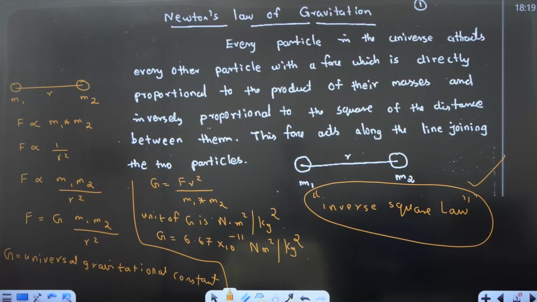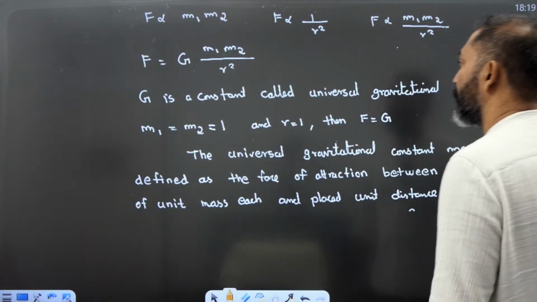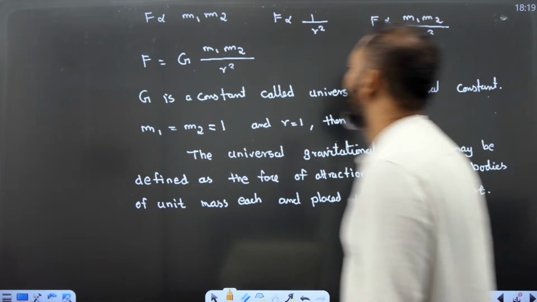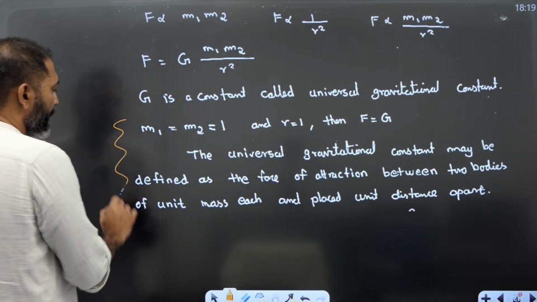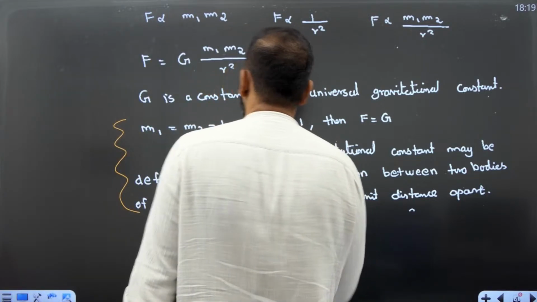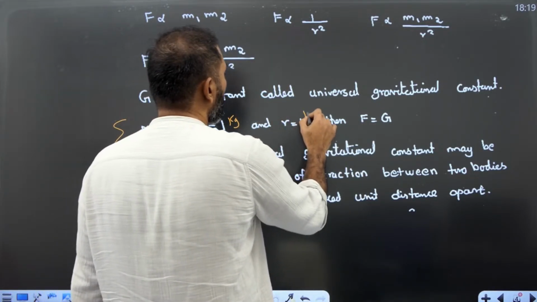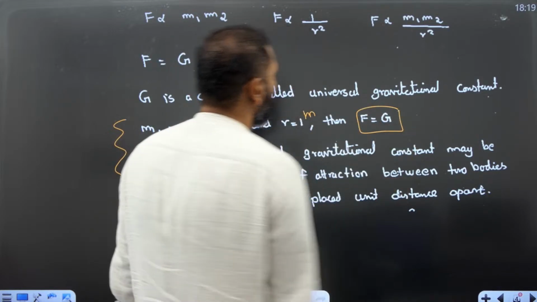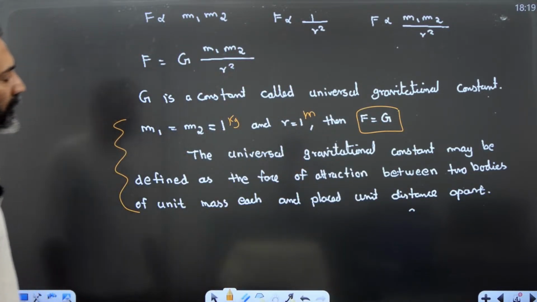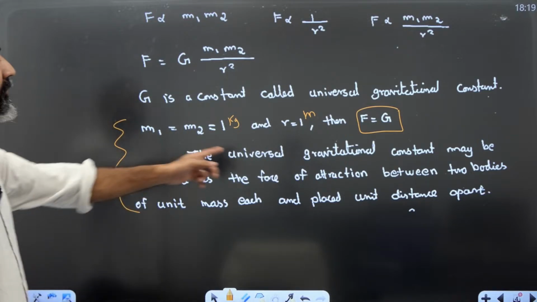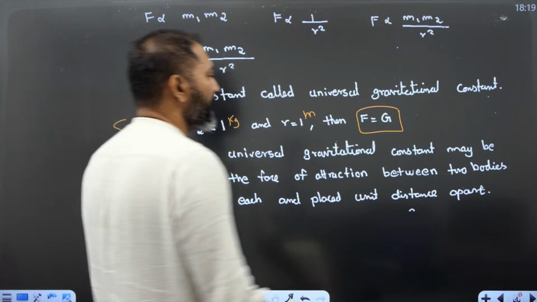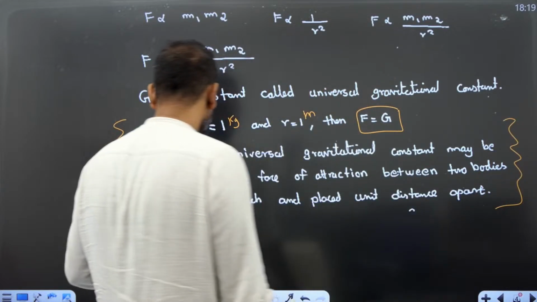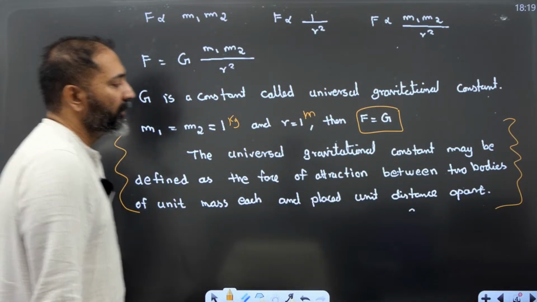All of you done? Yeah. So continuing. So Newton's law of gravitation is done. Now, if m1 equal to m2 equal to 1 kilogram and r equal to 1 meter, then force is equal to what? Actually, the universal gravitation constant may be defined as the force of attraction between two bodies of unit mass each and placed at a unit distance apart.